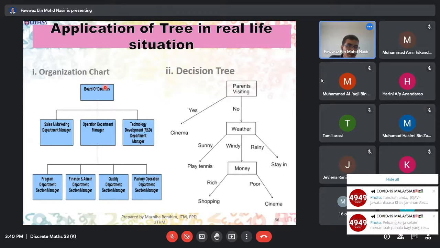Okay, jadi contoh penggunaan tree dalam real world yang paling common ialah organization chart. Okay, kita ada superior dengan dia punya workers yang report to the superior. Okay, so this one is an example of a tree. Kemudian decision tree. Okay, decision tree pun adalah contoh tree juga. Kalau kita tengok dia ada parent node dan dia ada decision apa yang dia boleh take.